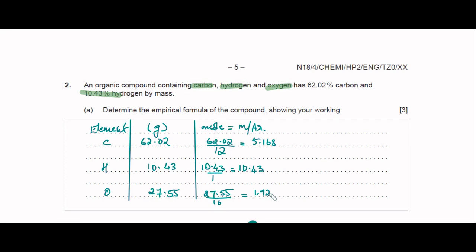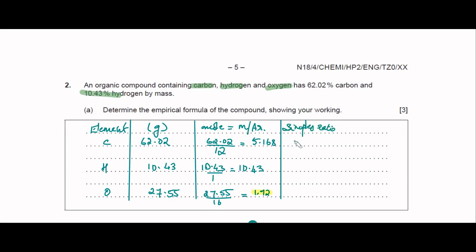We have it as a whole number. So in order to get it in whole numbers, we have to divide these values for moles by the smallest value. The smallest value here is 1.72, meaning I have to divide all the numbers by 1.72 itself.